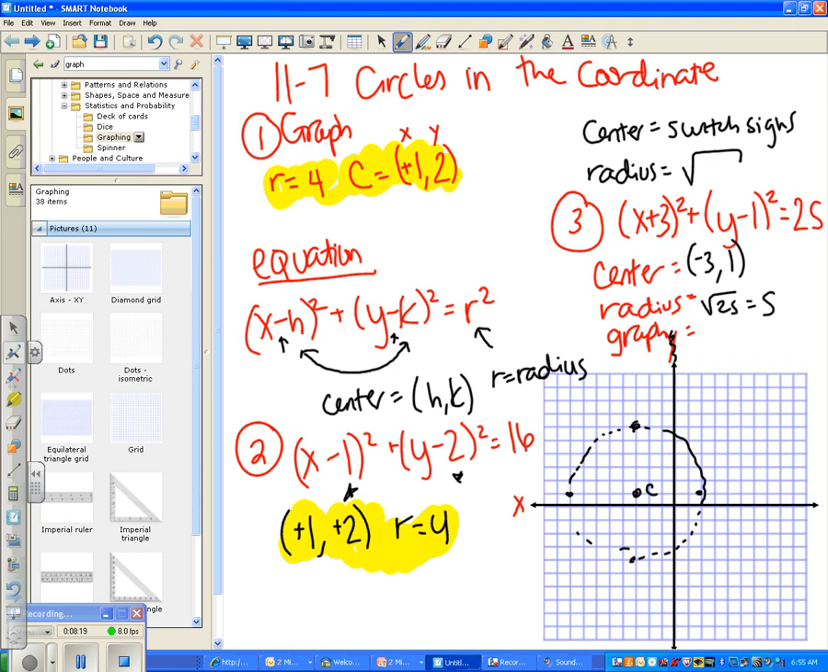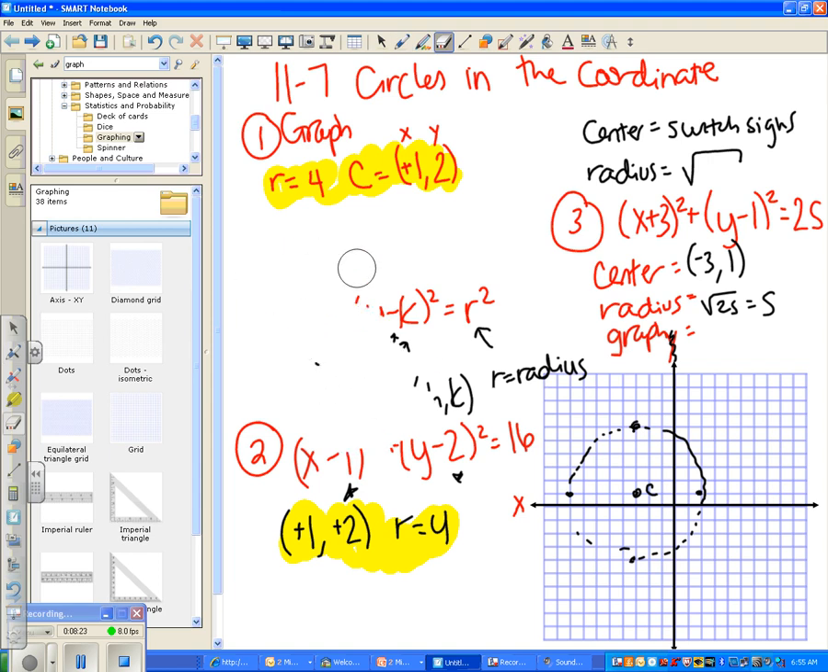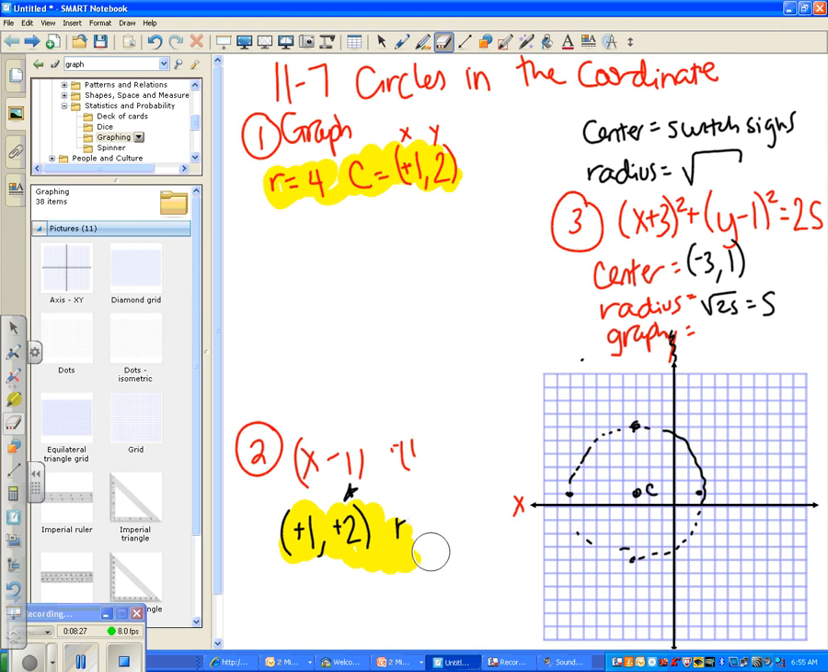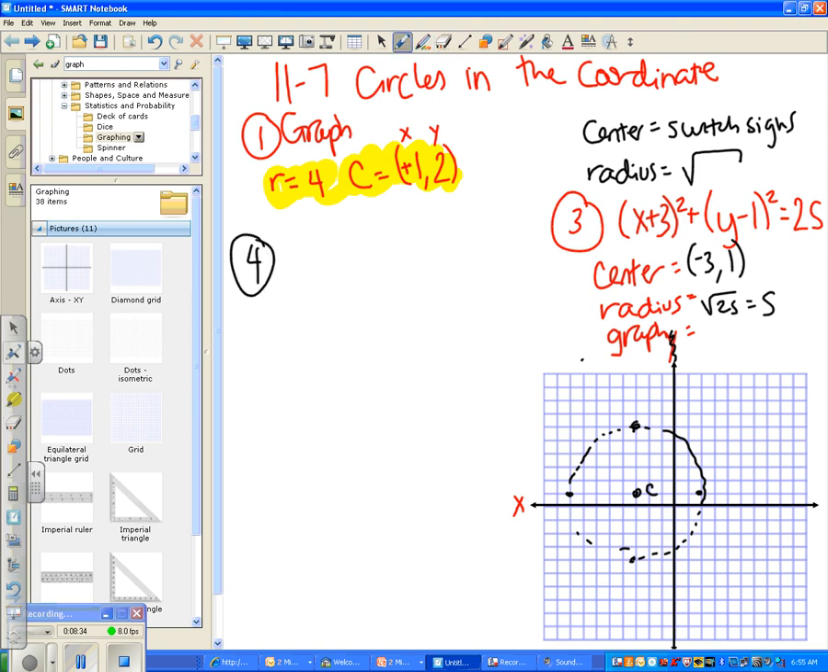If it doesn't, then let's try another one. If you got this one, then skip to the next section. If you didn't, then we're going to try it one more time. So this will be problem number 4. What happens if I give you an equation like this? x squared plus y squared equals 9.